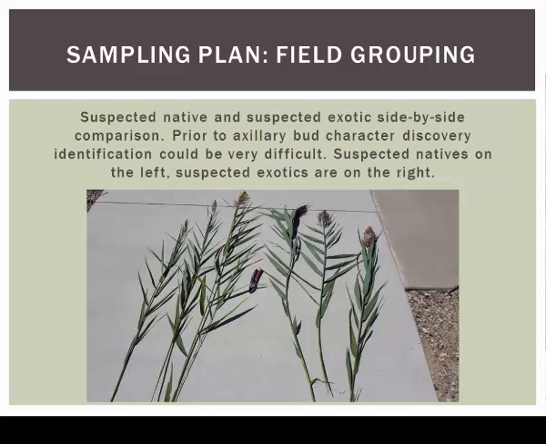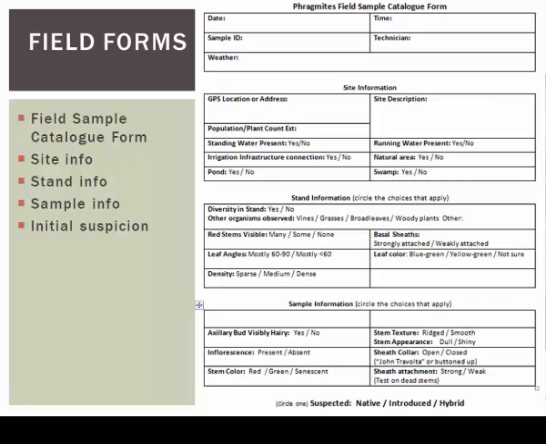But as you can see, these suspected natives and suspected exotics are right next to each other, and it can be very difficult to tell the difference just by visual inspection. So they've come up with this catalog form.